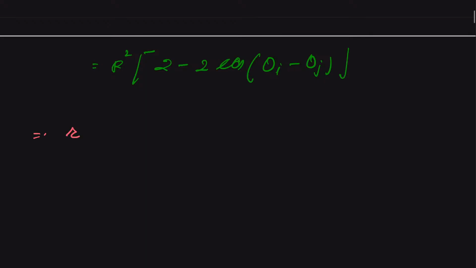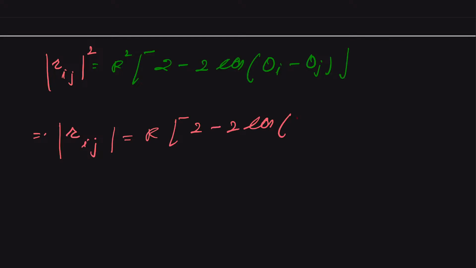Therefore we can say that the magnitude will be equal to, because this is our Rij whole square, so this will be coming as r times the square root of 2 minus 2 cos of theta i minus theta j. So we got the value of the distance between the two charges basically. Now we can easily use Coulomb's law.